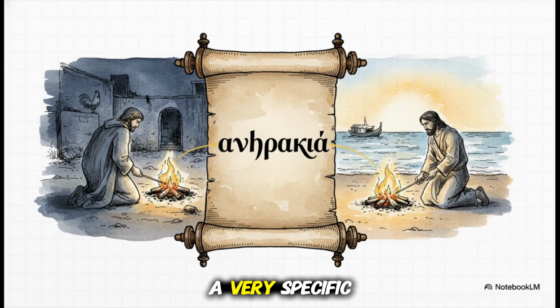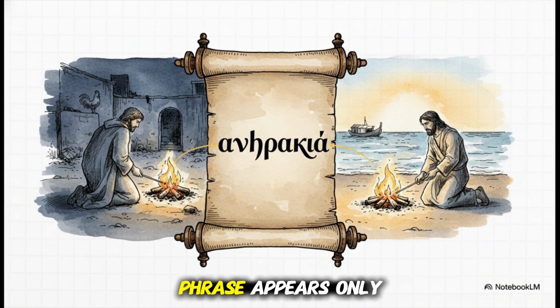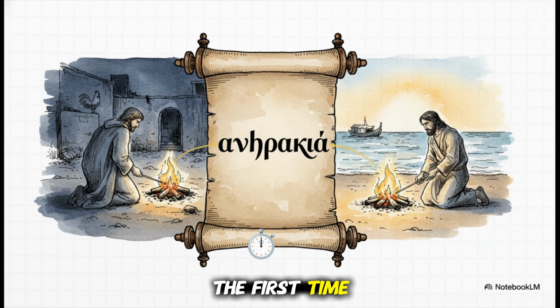But here's the kicker. The text uses a very specific Greek phrase, a charcoal fire. And that exact phrase appears only twice in the entire Gospel of John. The first time is when Peter is warming himself right as he denies Jesus. The second is when the resurrected Jesus is cooking breakfast on the beach, just before he restores Peter. He deliberately recreates the scene of the failure, not to punish him, but to heal him.